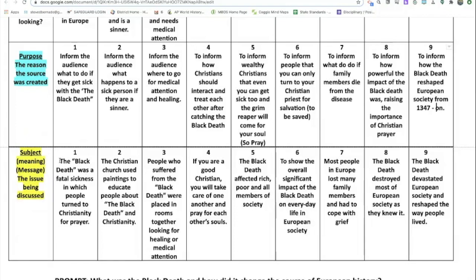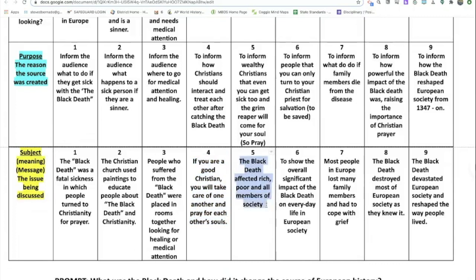Let's look at the bottom. The Black Death was a fatal sickness in which people turned to Christianity and prayer. Wow. The power of the Black Death, 1, and the influence of Christianity, 2. We have 2 major conclusions so far. Christian church used paintings to educate people, influence of the Catholic Church, Christian church. People who suffered from the Black Death were placed in rooms together, looking for medical attention. So there is some medical attention. If you're a good Christian, you take care of one another. Influence of the Christian church.